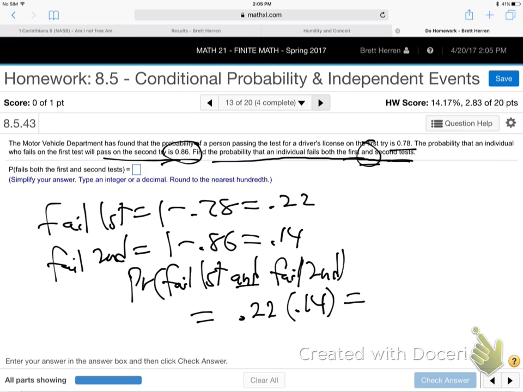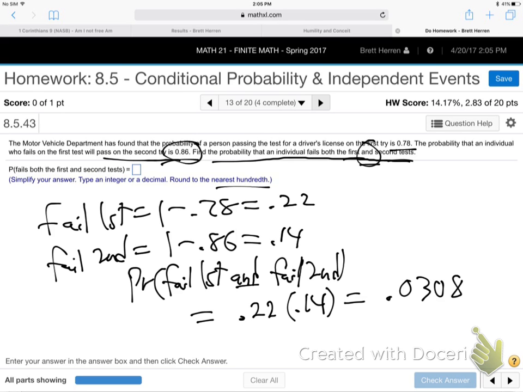How do you multiply them together? Does that make sense? The and is multiply. And what is that again? 3.1%. 0.31? Well, it's 0.0308. Oh, gotcha. Thank you. 0.0308. Yeah, we're supposed to round to the hundredth.